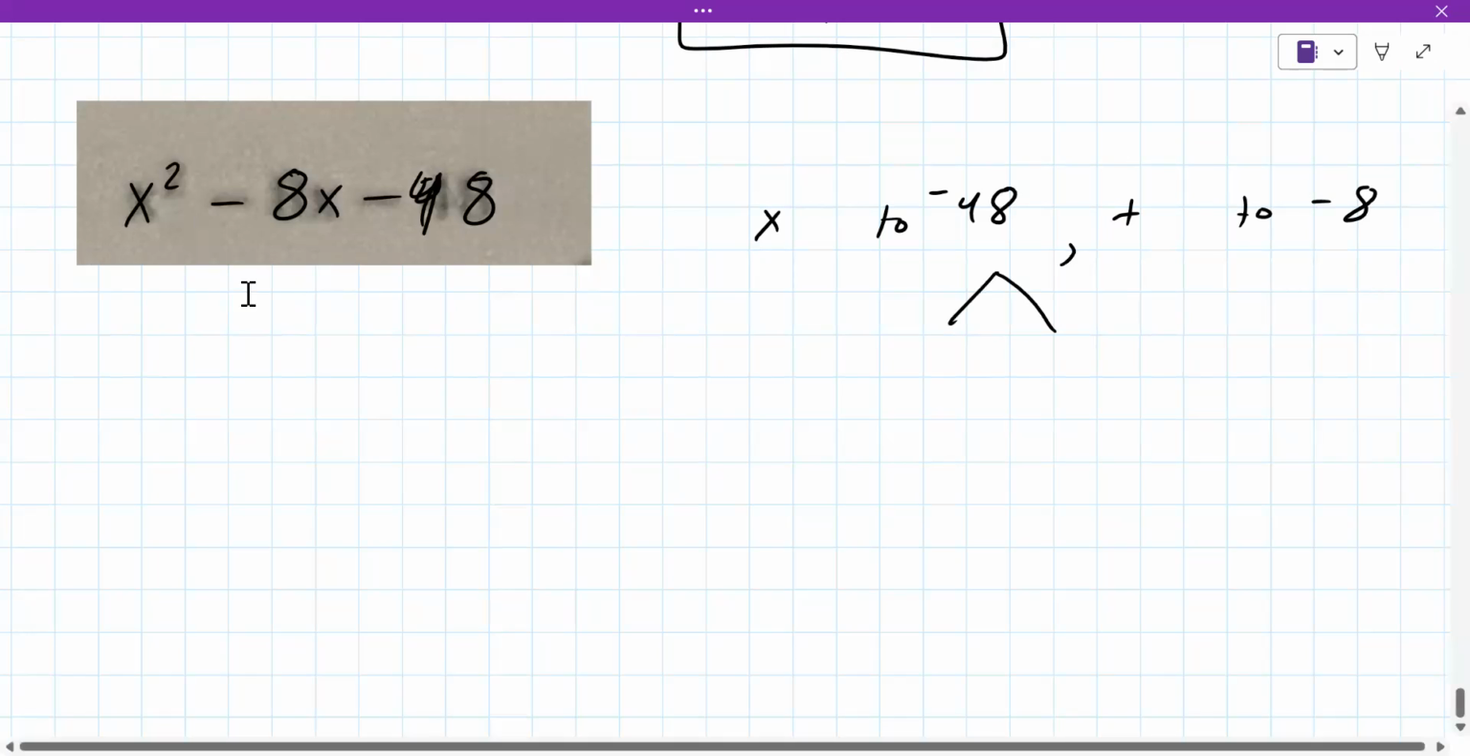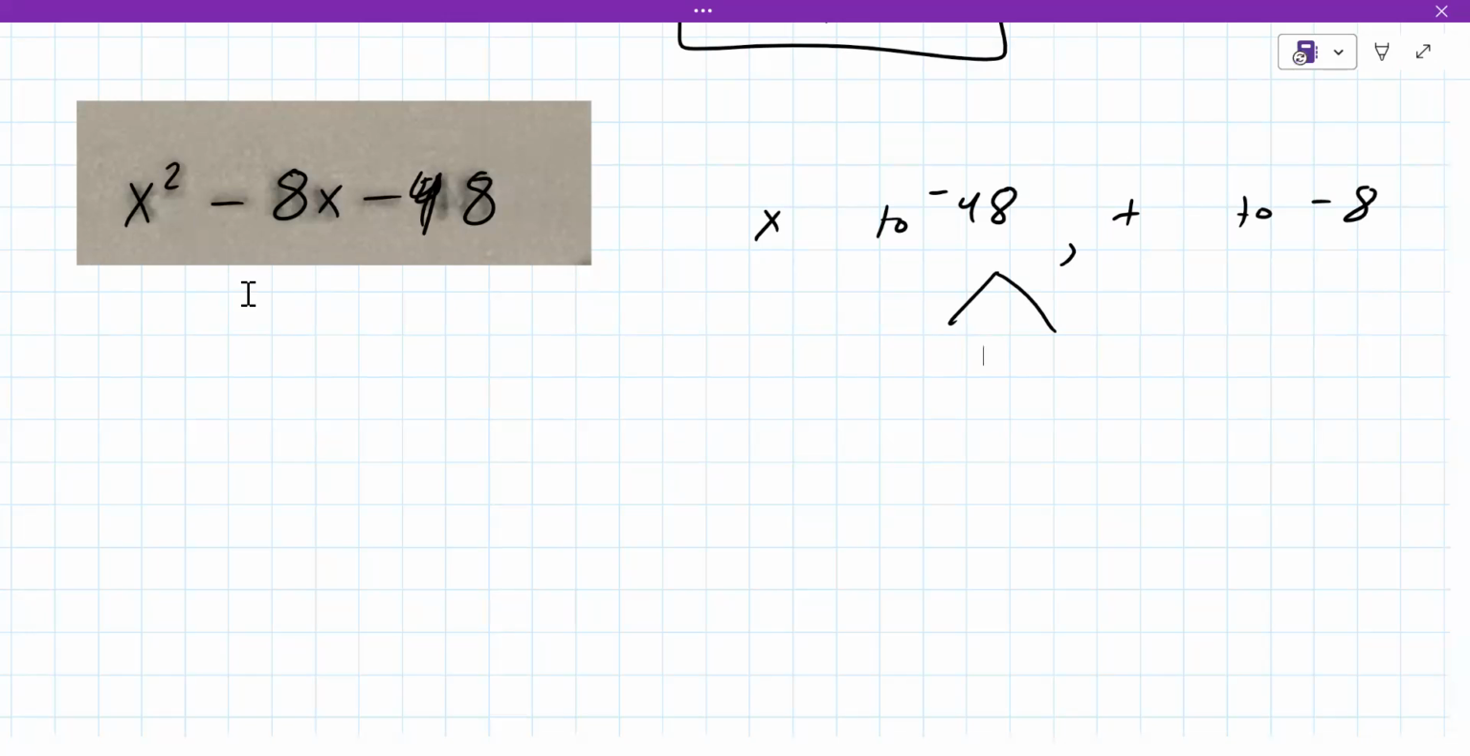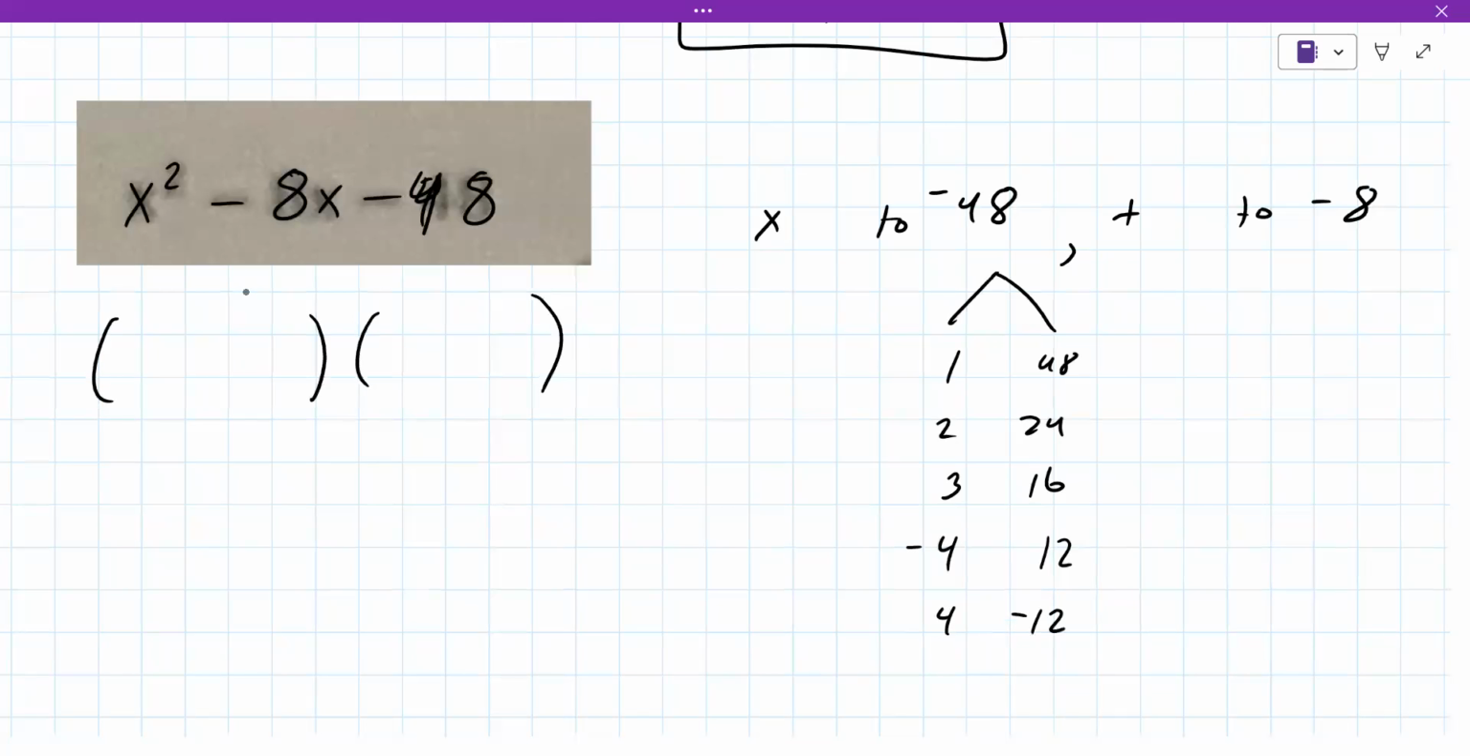So 48 and 1, 2 and 24. I don't know the rest. 3 and 16, 4 and 12. Wouldn't it be negative 4 and negative 12? Right, so one of them has to be negative. It's either negative 4 and 12 or 4 and negative 12. Which one is it? 4 and negative 12. This becomes x plus 4, x minus 12.